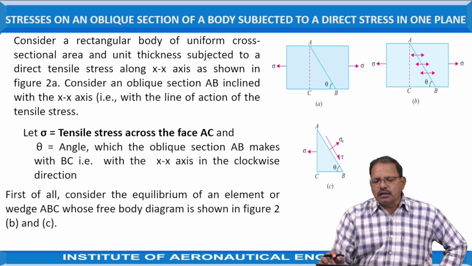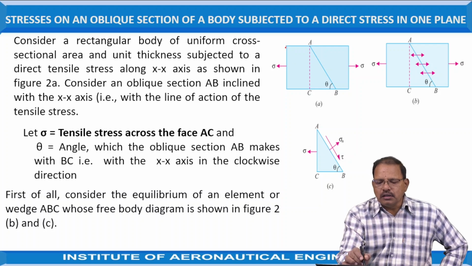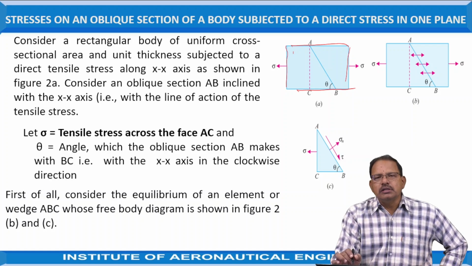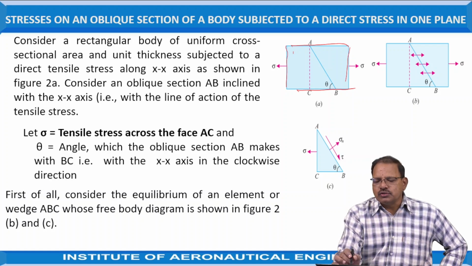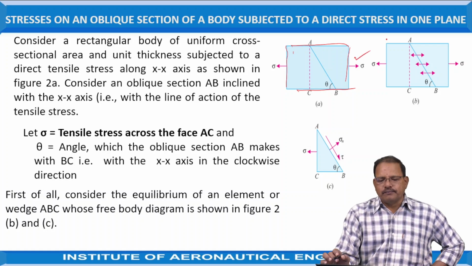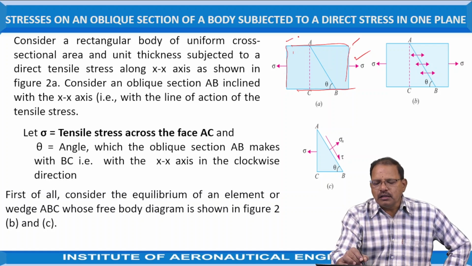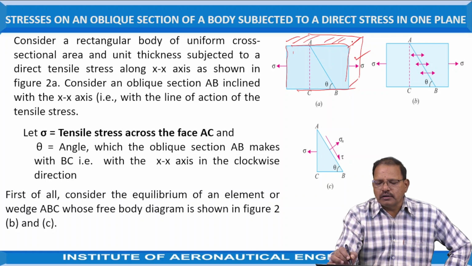Here, consider a rectangular body subjected to one single direct stress sigma along the x direction, as shown in the figure. The thickness of this object is taken as 1 unit.